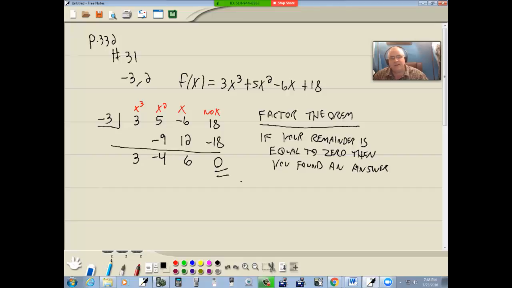Now another name for answer is 0. So that means you found a 0. The fact that we came up with 0 as a remainder right here means that negative 3 is a 0.